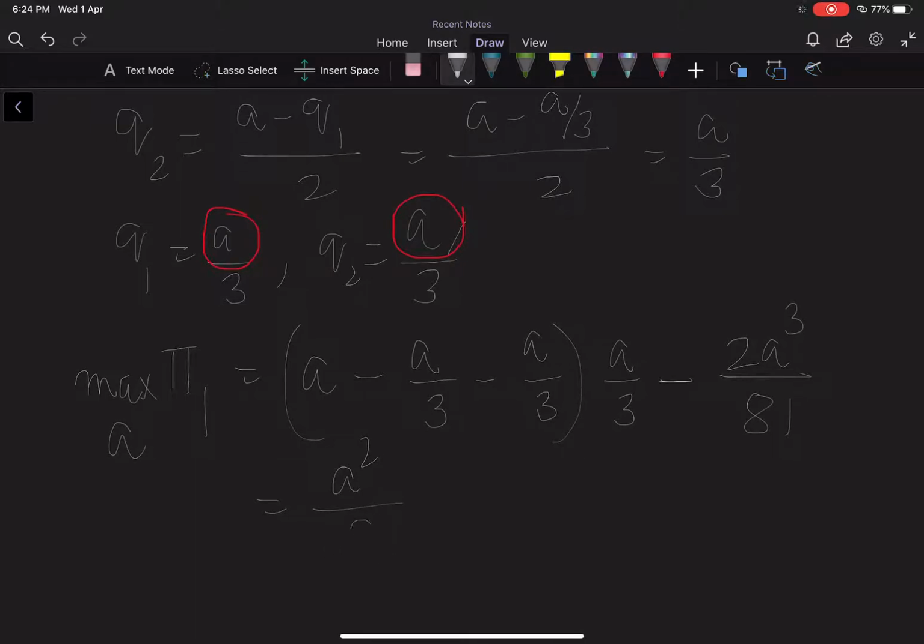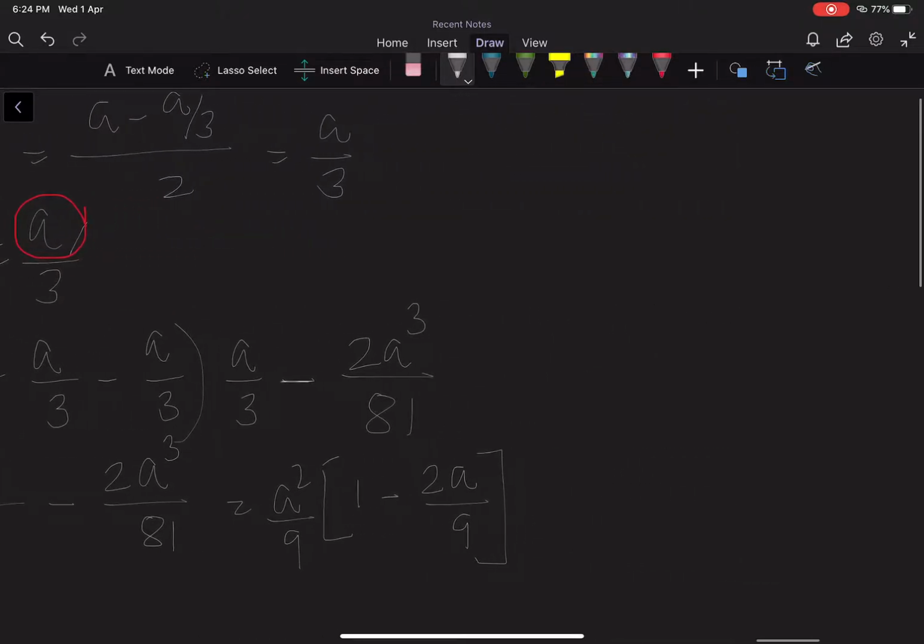This is A squared by 9, right? Because it's A, and then I have the 2A to the power 3 by 81. If I take A squared by 9 out, I get 1 minus 2A by 9. Okay, I have to maximize this.